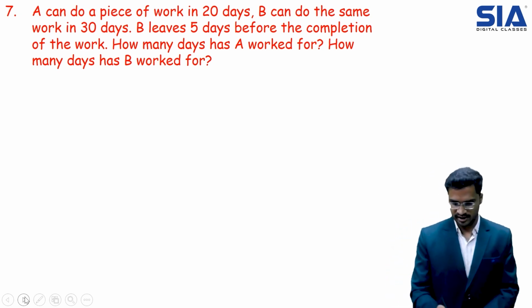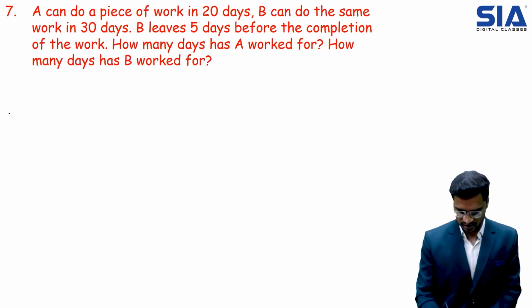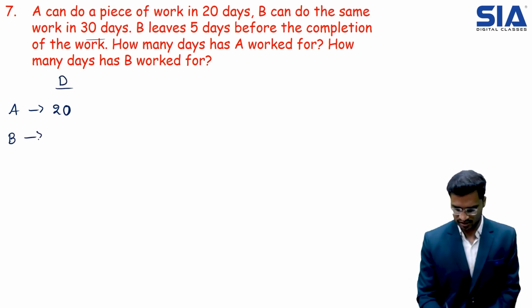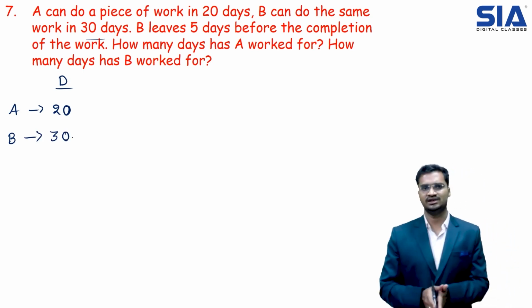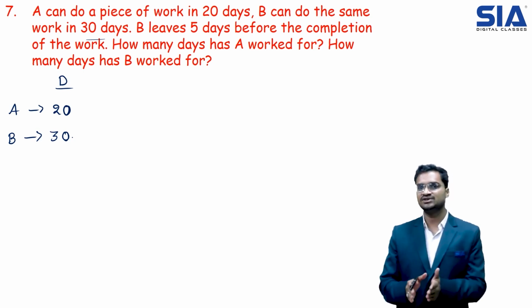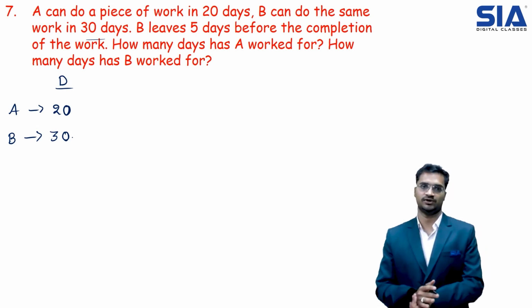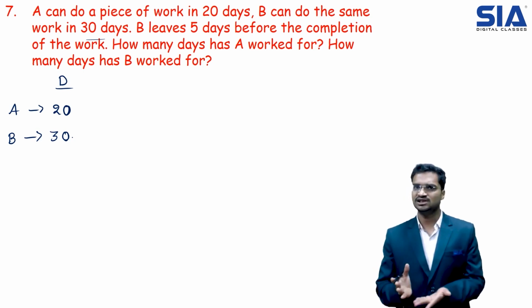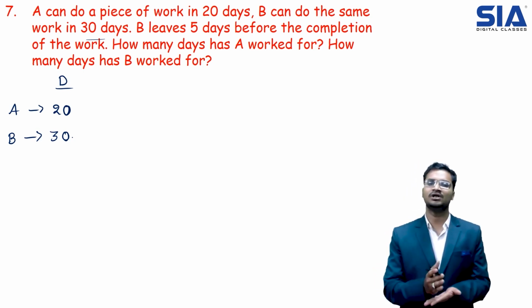So let us see. A can do a piece of work in 20 days. So A is doing this work in how many days? 20 days. Now B can do the same work in 30 days. So B is doing this work in how many days? 30 days. Now in this question he is saying that B leaves 5 days before the completion of work. So B is not staying till the completion of work. He is leaving 5 days prior to the completion of work.